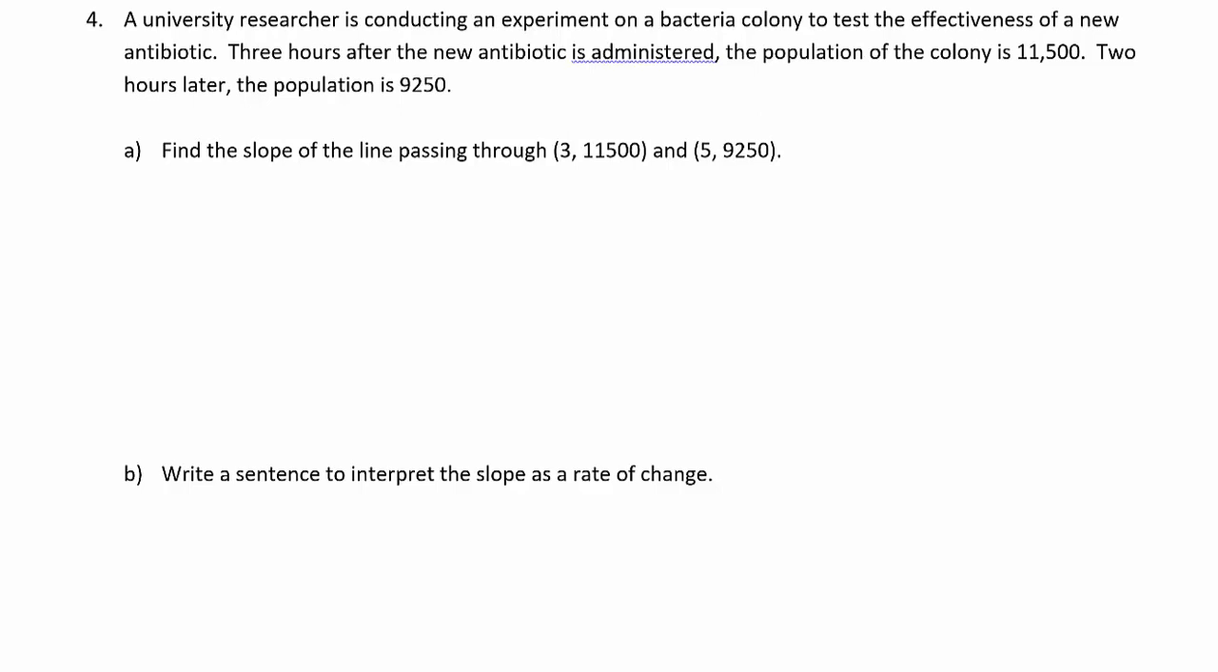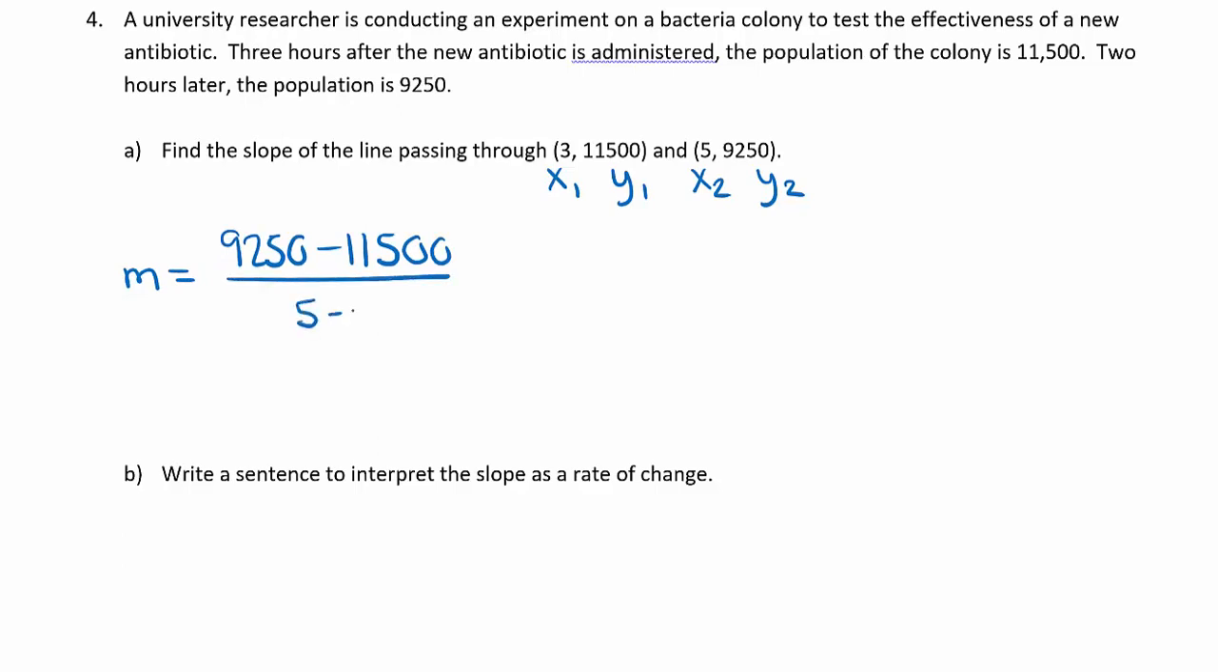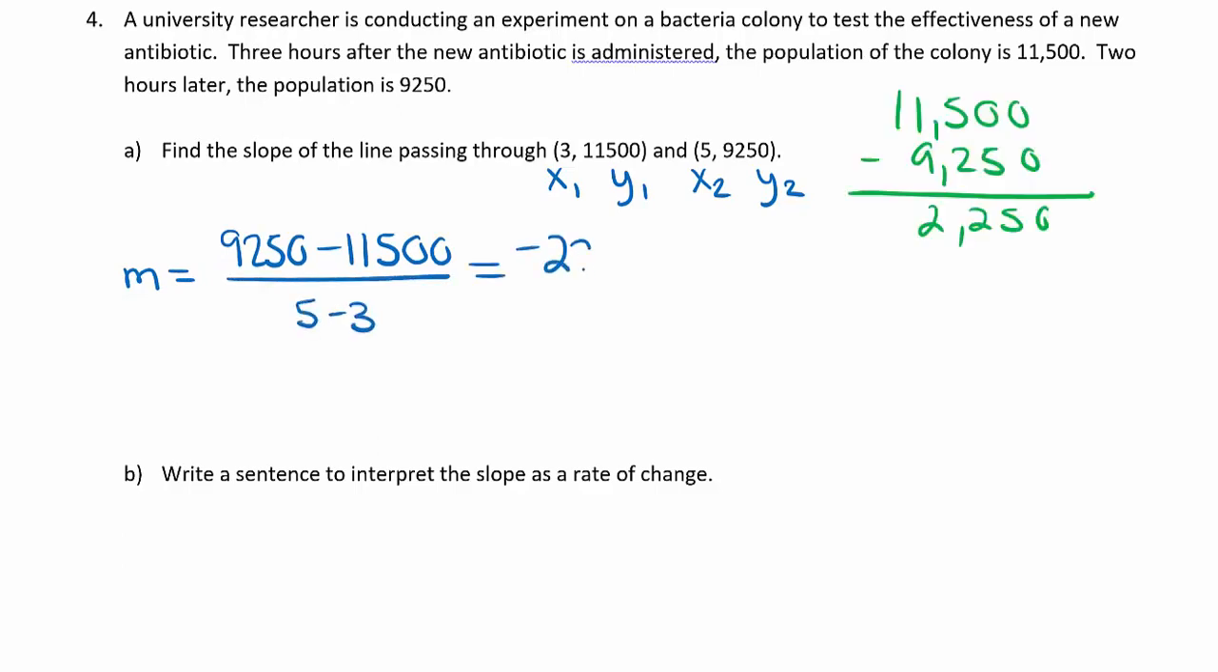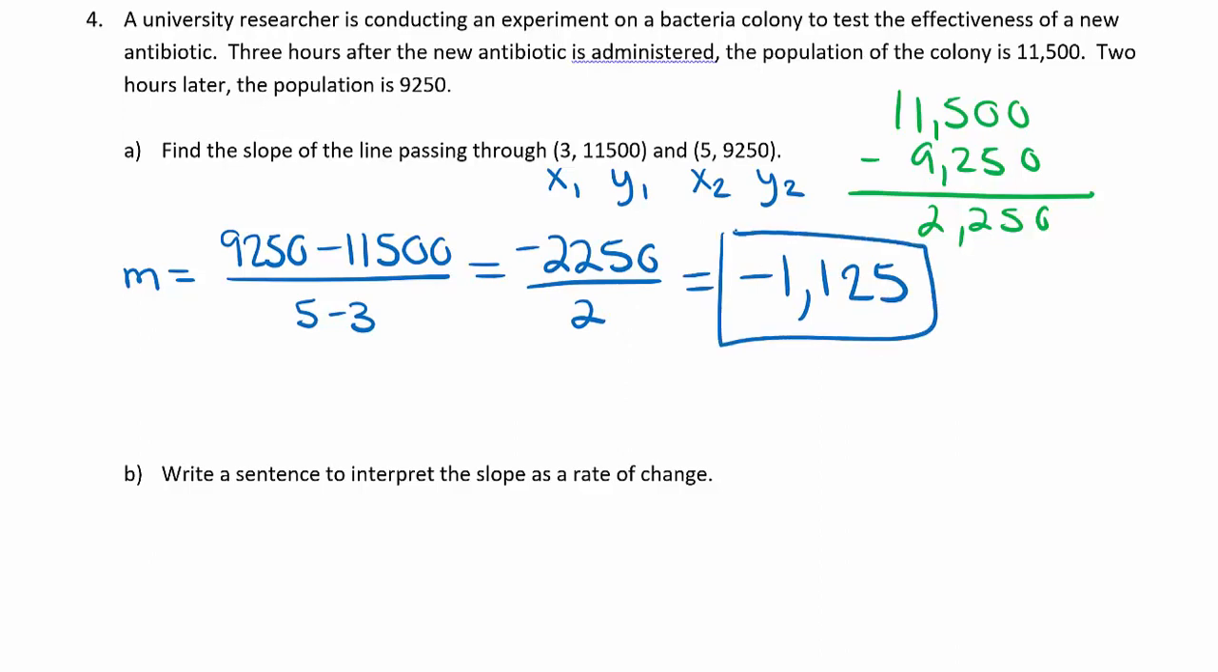So in fact, the words don't even impact what I do in part A. I can just use my exact same slope formula. I'll call the first point my x1, y1, and the second point my x2, y2. And so I'm going to take my change in y divided by my change in x. I get -2,250 divided by 2, or -1,125. Now the words are going to matter when we do part B.